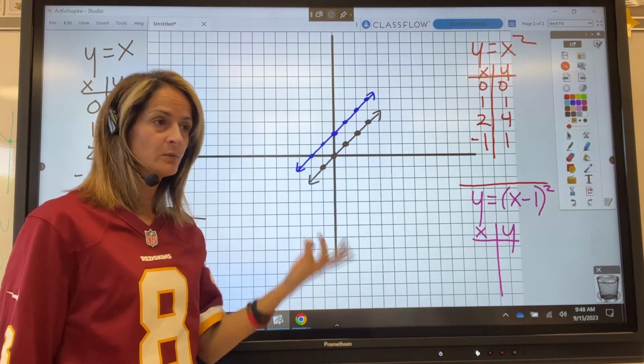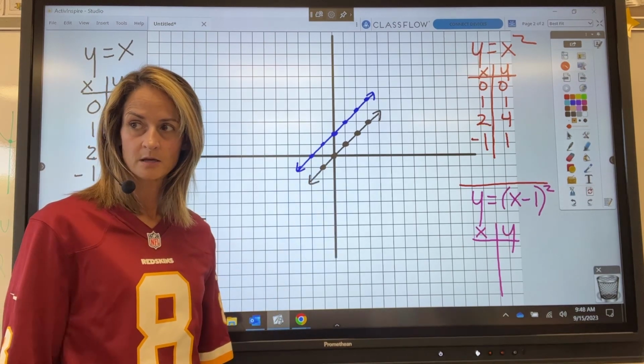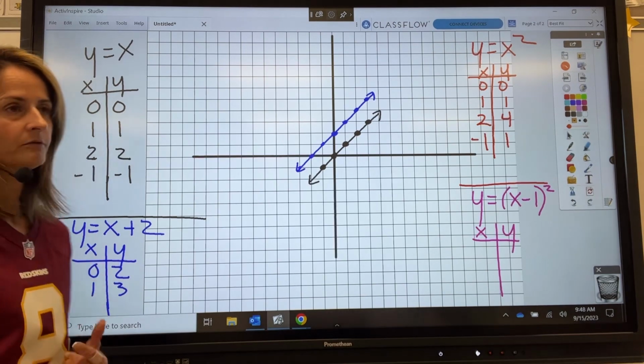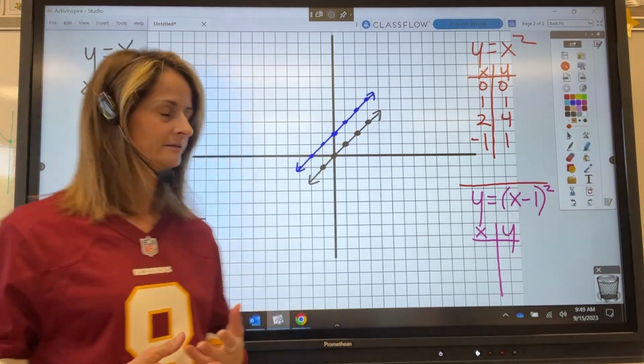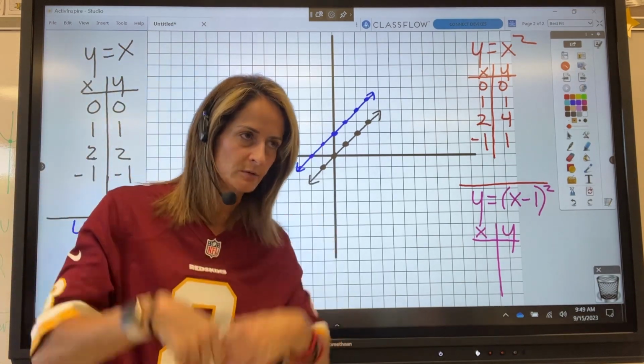Same for if it was a -1, the whole thing would just go down 1. Are you with me? Okay, so that's the basics of a vertical shift. Basically the same direction as the sign. If it's +1, it's gonna go up 1. If it's -2, it's gonna go down 2.